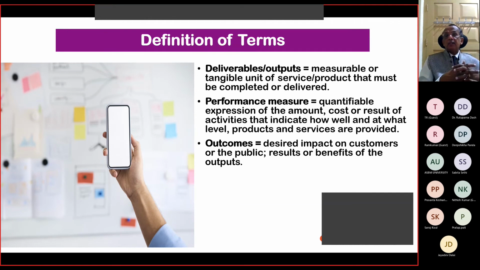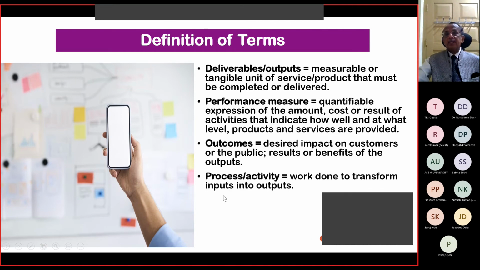Outcomes are the desired impact on customers or the public, the results or benefit of the outputs. When you undergo a training like this, what are the things you're going to achieve? And when a company sends you for a corporate training like this, the company also would like to see the outcome. What is it that you can bring back to the organization?